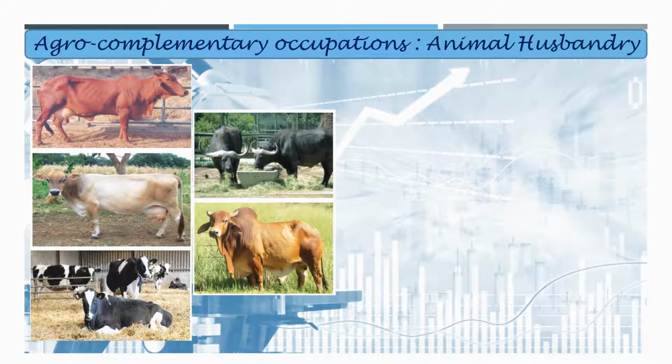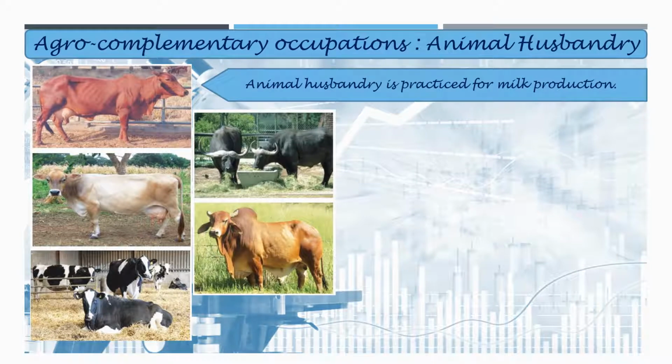Students, now let us understand about the agro-complementary occupations. And under agro-complementary occupation, first we will understand about animal husbandry. Now, animal husbandry is an agro-complementary occupation. Animal husbandry is practiced for milk production and for using the cattle for farming operations.